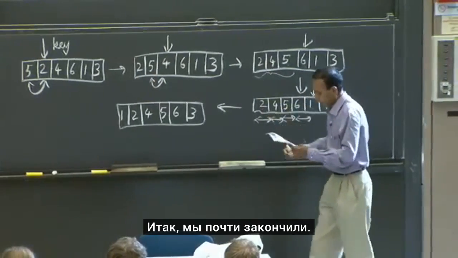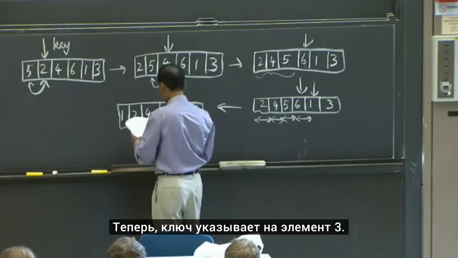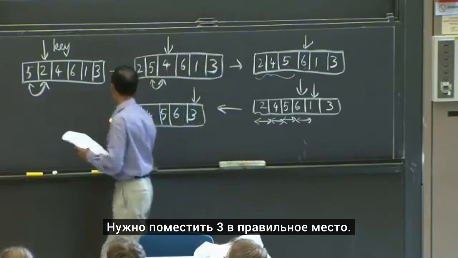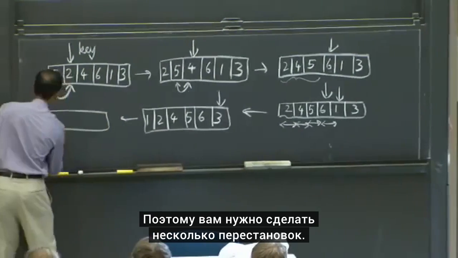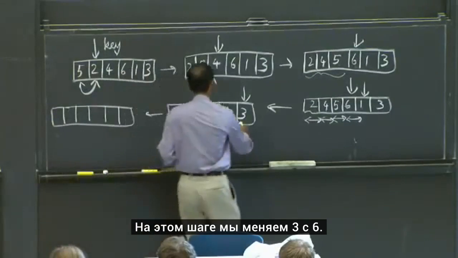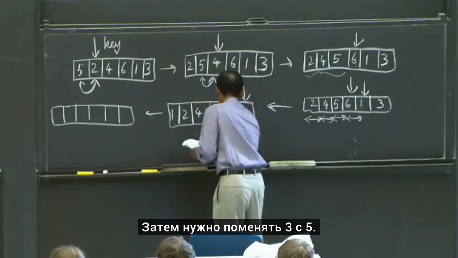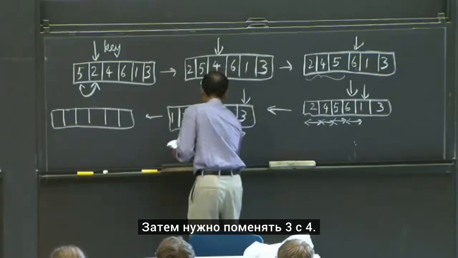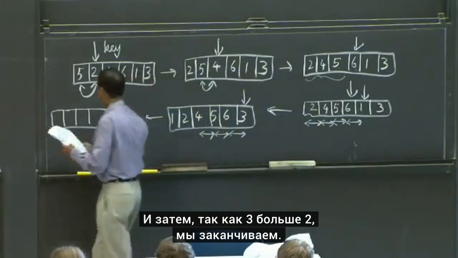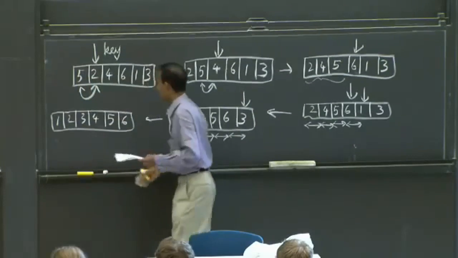So we're almost done. Now we have the key at 3, and 3 needs to get put into the correct position, so you've got to do a few swaps. This is the last step. 3 is going to get swapped with 6, then 3 needs to get swapped with 5, and then 3 needs to get swapped with 4, and then since 3 is greater than 2, you're done. So you have 1, 2, 3, 4, 5, 6. Okay, and that's it.